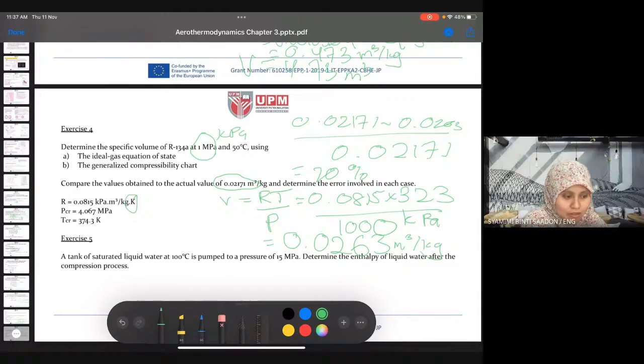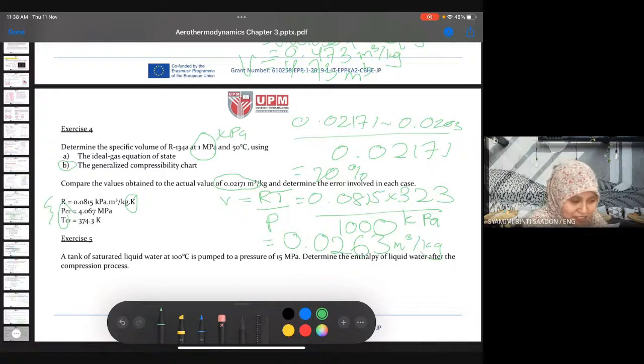This one is actually for question B. Actually, this value is not given in the example. I include it because we have to look at the table actually. But I already put it in this slide in case we cannot find the table.